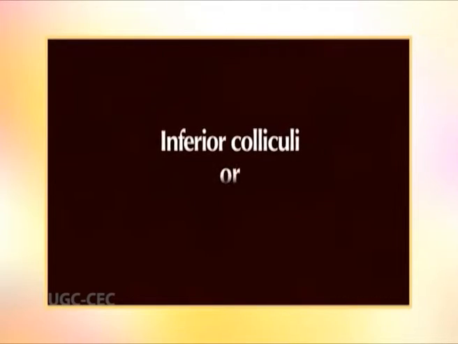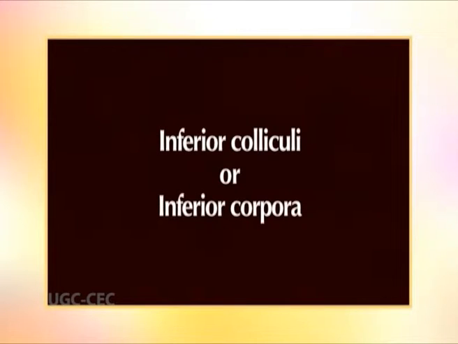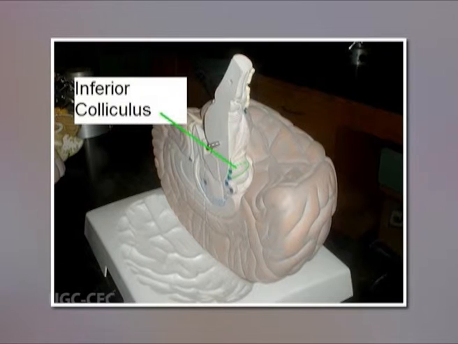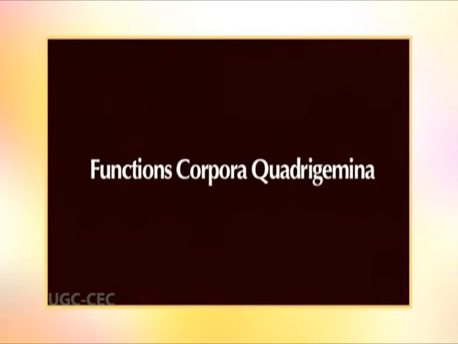The remaining 2 swellings, inferior colliculi or inferior corpora, control the auditory reflexes, receiving impulses from the ears and muscles of the head so that ears and head can be moved to locate and detect the source of sound. Functions of corpora quadrigemina: it controls the sight and hearing reflexes.